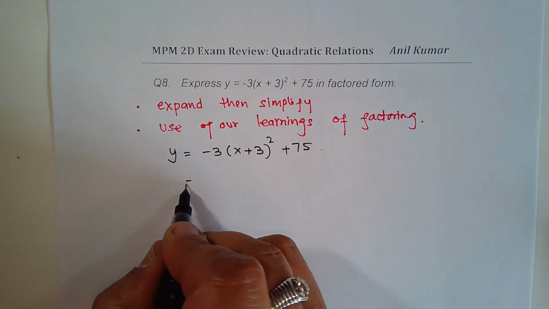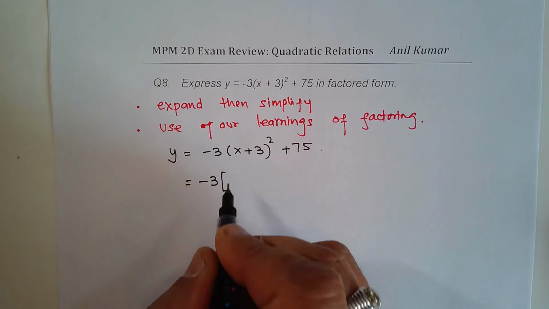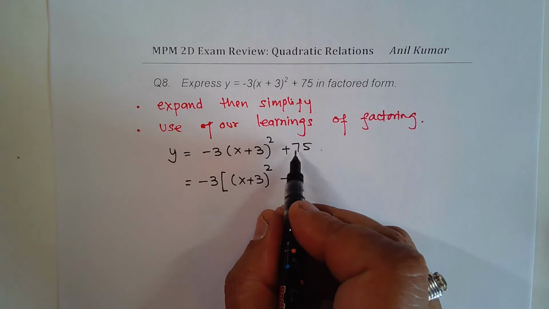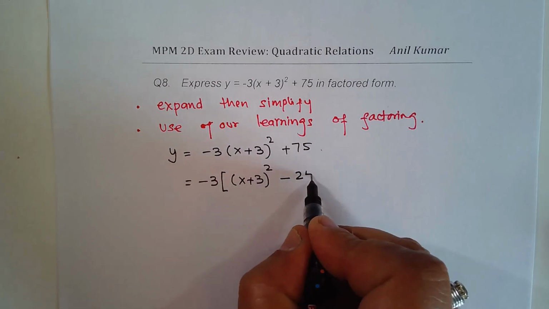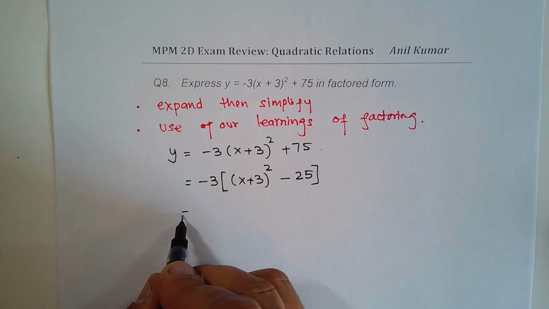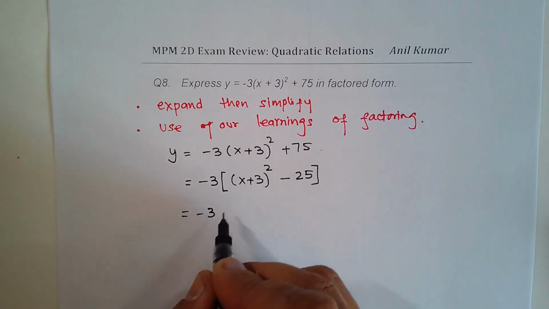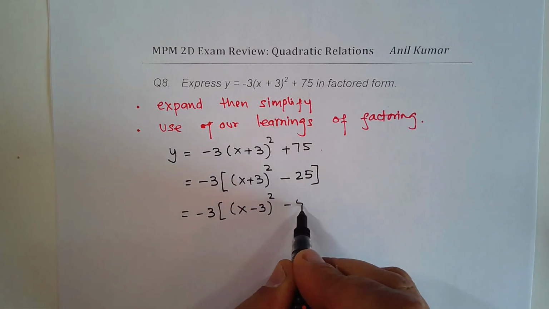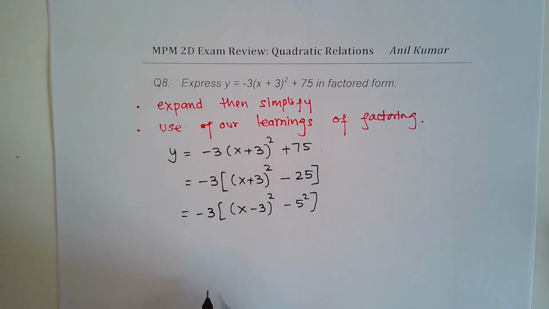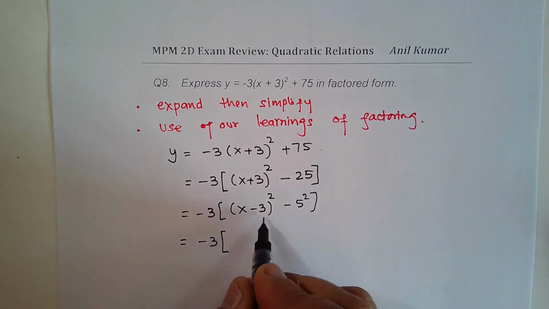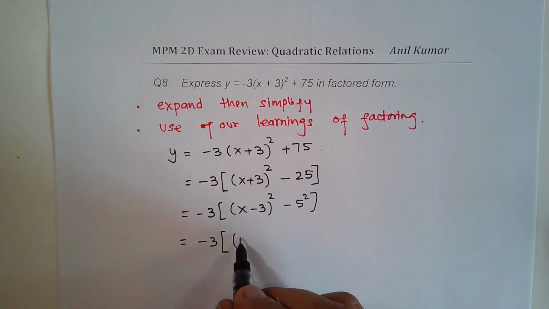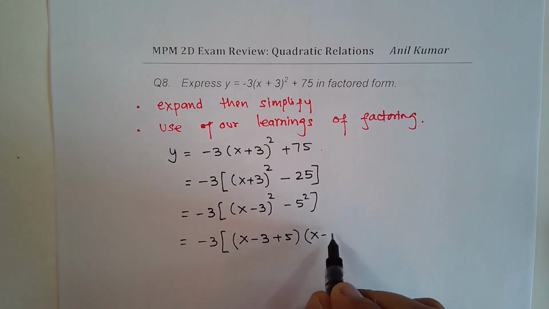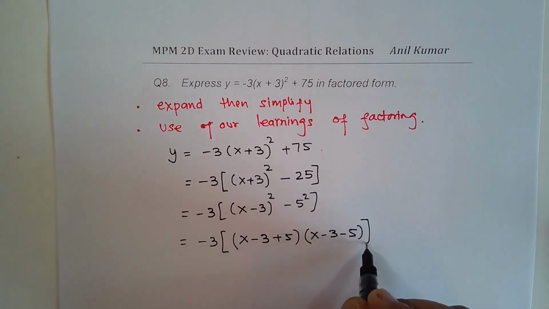So if I take minus 3 common, so I get x plus 3 whole square minus 75 divided by minus 3 gives you 25. Now you know 25 is 5 squares. Think like this. What we have here is actually a difference of squares. Do you see that? What we have is the difference of squares, and that could be factored, correct? So you could write this as a plus b times a minus b. So we could write this as x minus 3 plus 5 times x minus 3 minus 5. Do you see that? And we have factored it.